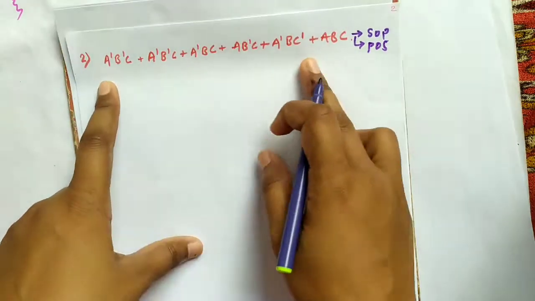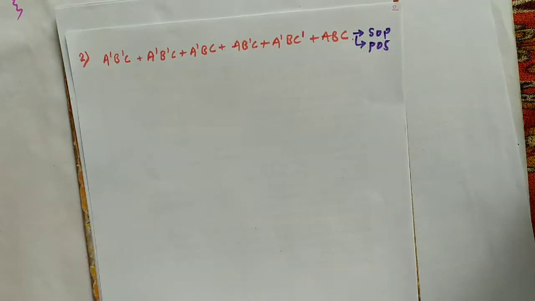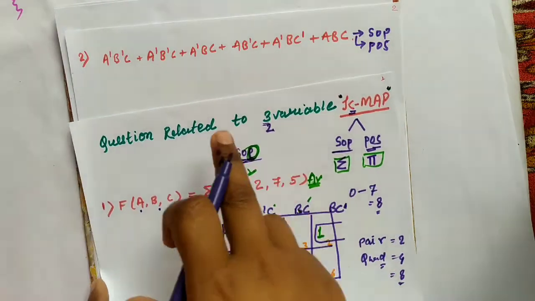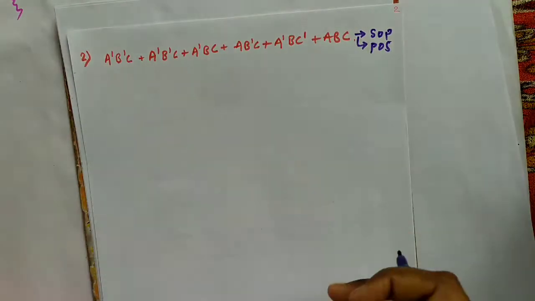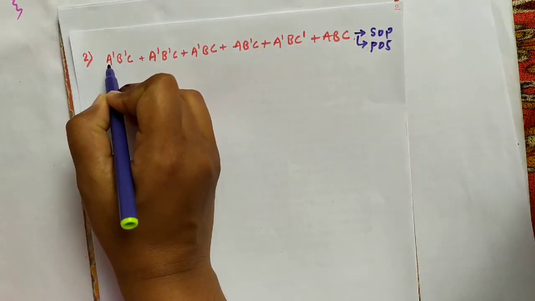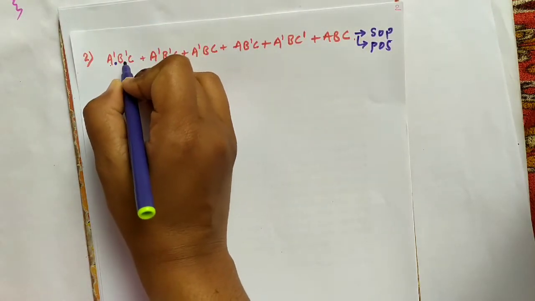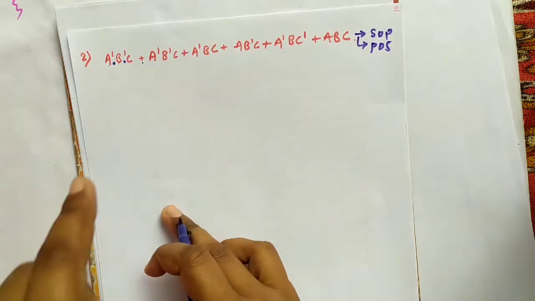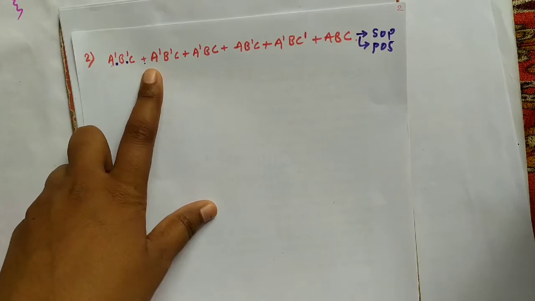In which form is this question? In this question, no sign is applied. There is no summation sign or pi sign. So how can we identify whether this is SOP or POS? Let's check. Here A dash, after A dash there is a multiplication sign. Then B dash, again a multiplication sign. Then plus. So firstly multiply, after that sum.